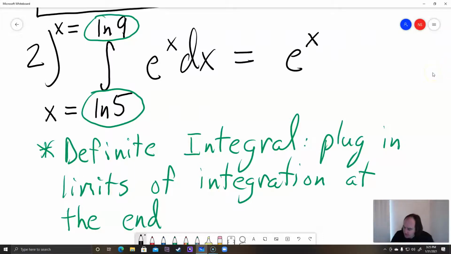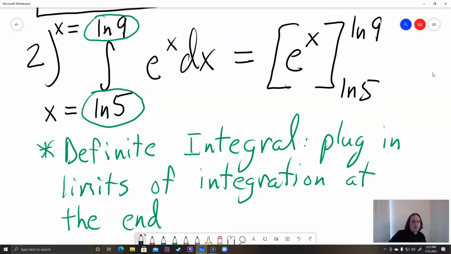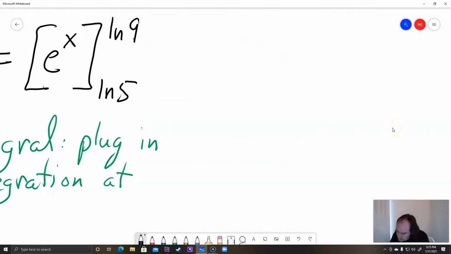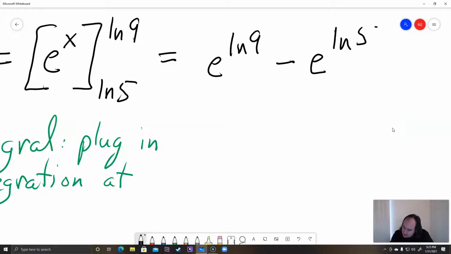So we're going to be evaluating e to the x from ln of 5 to ln of 9. And remember, you plug in the top number first, and then you subtract the function evaluated at the bottom number. So plugging in the top number, we're going to get e to the ln of 9, and then we subtract the function evaluated at the bottom number. So that's going to be minus e to the ln of 5.